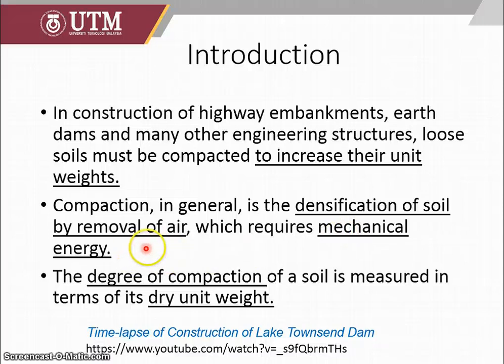In the laboratory we use a standard Proctor or modified Proctor. The degree of compaction is measured in terms of dry unit weight, or we also have another type of measurement, dry density. Just now I showed you the time lapse for the construction of Lake Townsend Dam. If you're interested to know the full version of the video, you can go to this link.